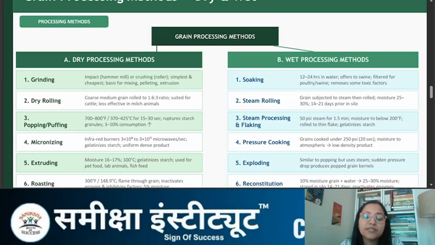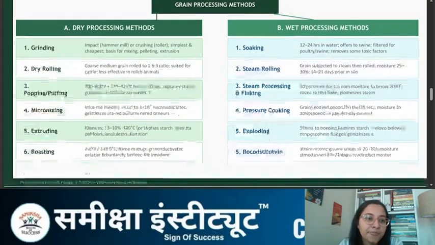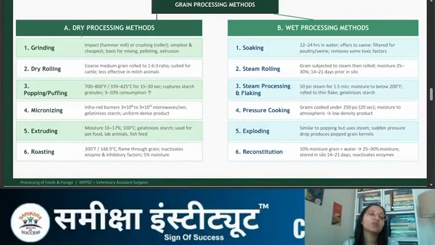In the case of the dry processing method, there is no use of steam or water or moisture. In the case of the wet processing method, we will employ the use of steam or moisture. There are multiple ways by which we can go for dry processing: grinding, dry rolling, popping and puffing, micronizing, extruding and roasting. You need to remember the names of these methods.